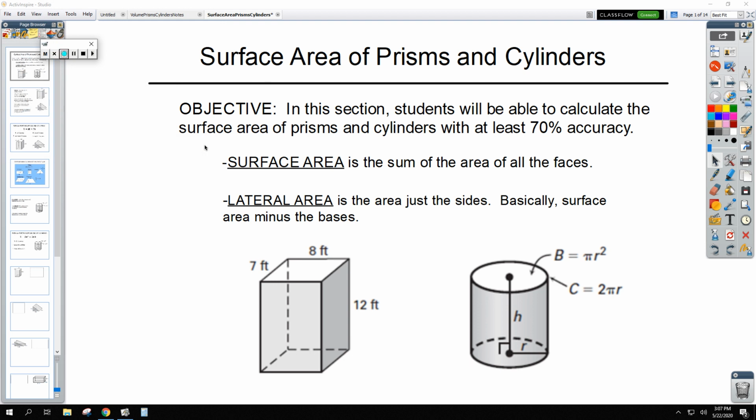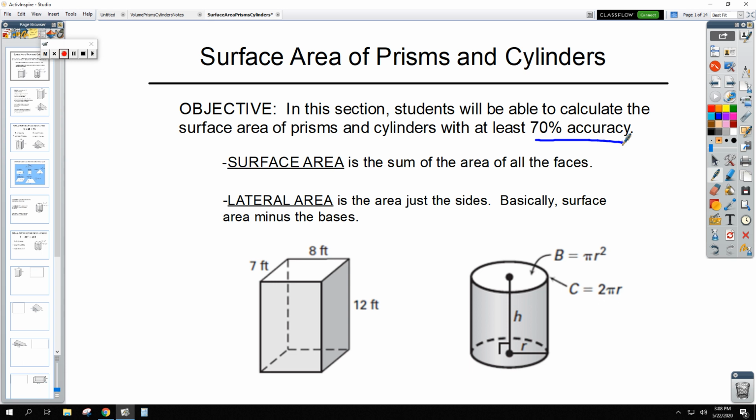Welcome. This is surface area of prisms and cylinders. In this section, you will be able to calculate surface area of prisms and cylinders with hopefully at least 70% accuracy. We're going to check that accuracy through the online homework I'm going to give you later on.